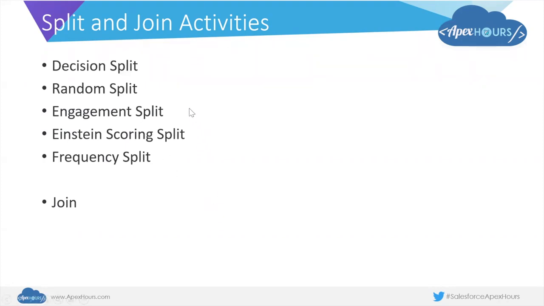The engagement split is used to send the contacts through different paths depending on the engagement with the previous communication that you might have sent. Let's say you have sent an email and you want to see if the customer has opened the email or not, and then if they have opened, send them to a different path, and if not, send them through a different path. So you can use this engagement split activity.